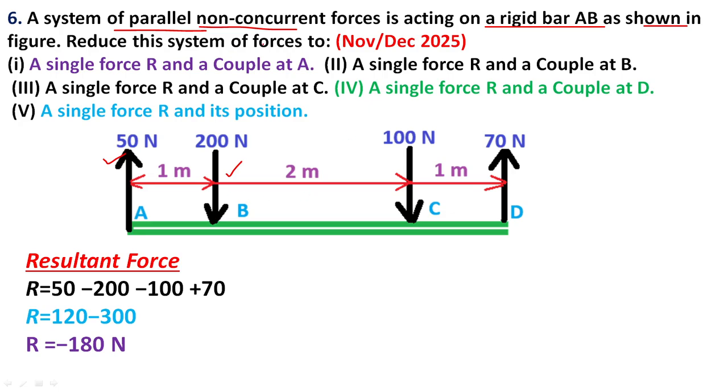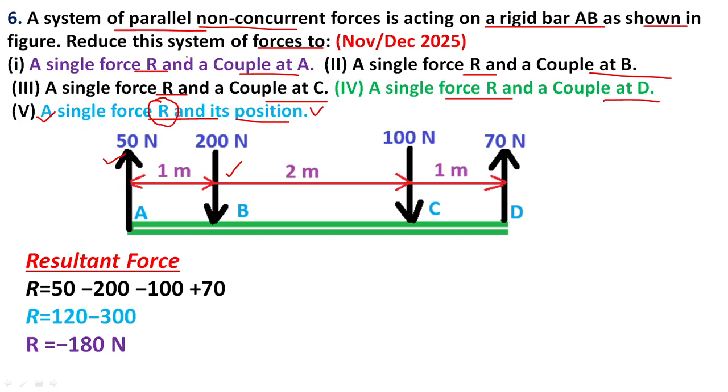For the rigid bar AB, reduce this system of forces to a single force R and couple at A, the first one. The next: a single force R and couple at B, a single force R and couple at C, a single force R and couple at D, and a single force R and its position. The resultant force is acting at which distance from point A? We want to find the distance of the resultant force. This is the last one.